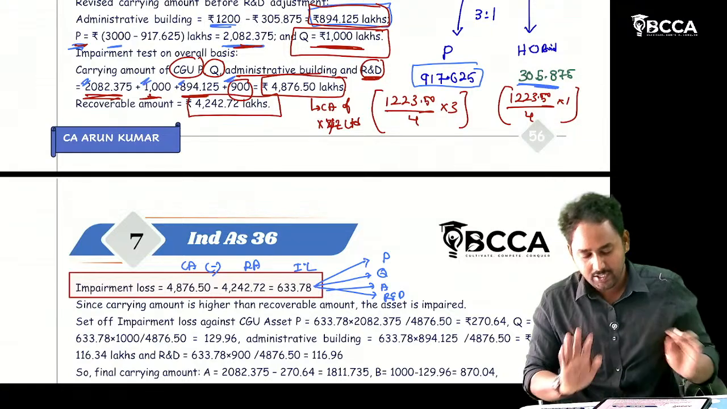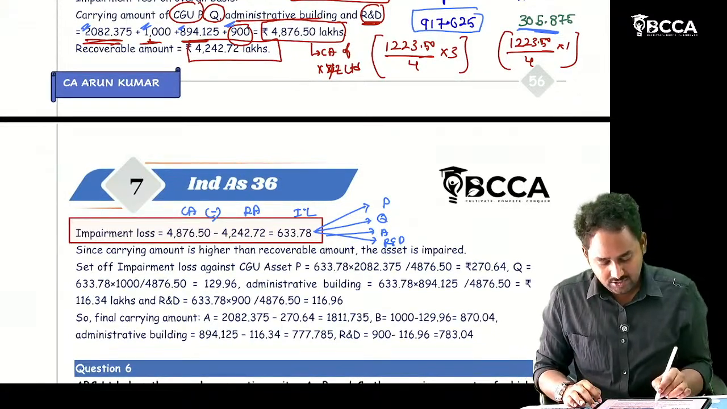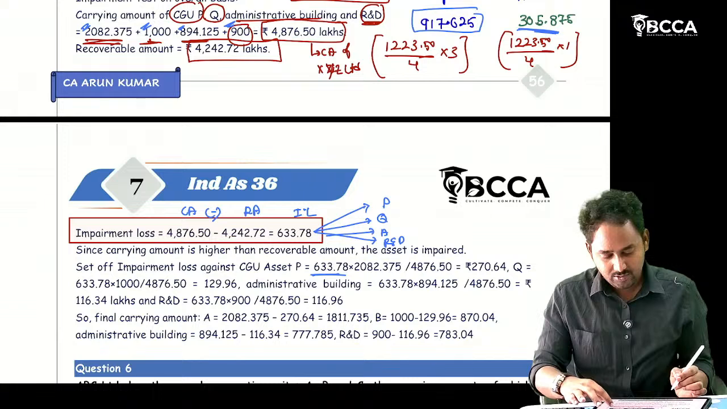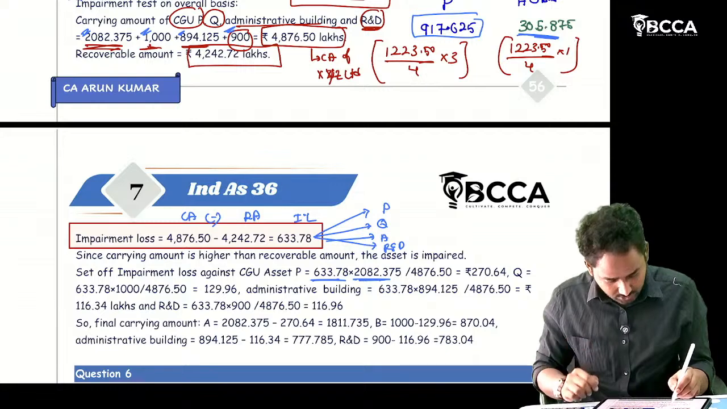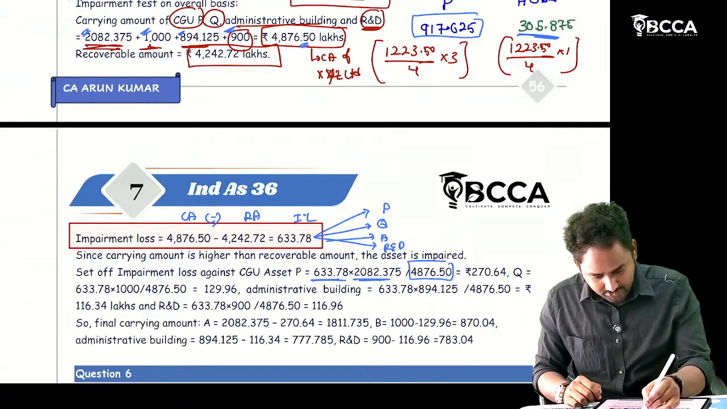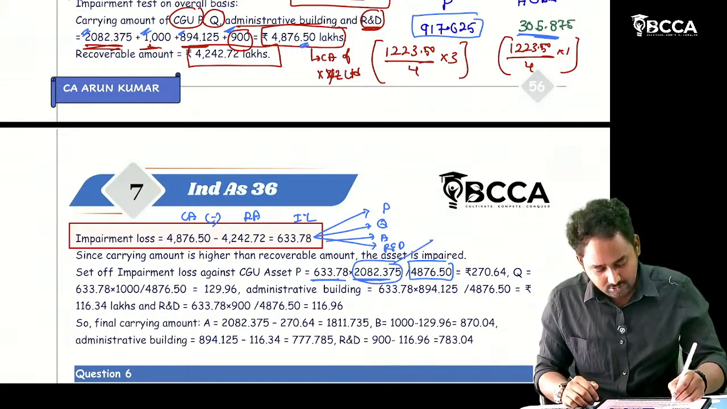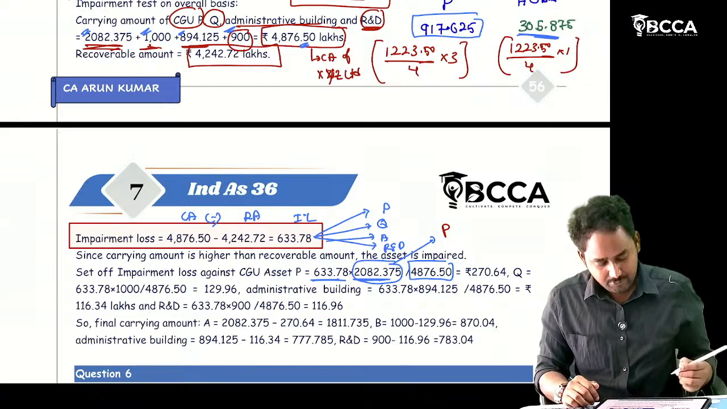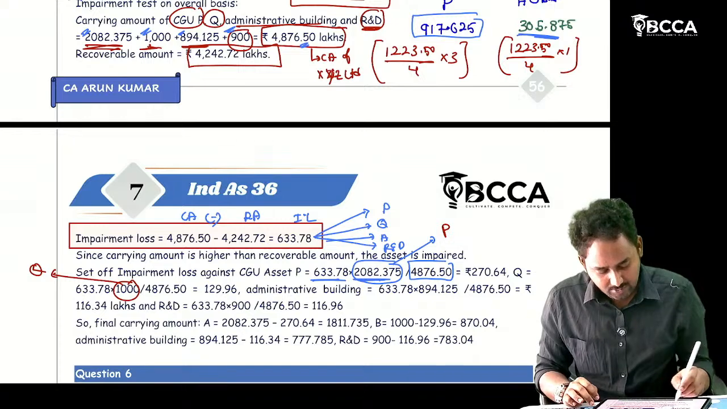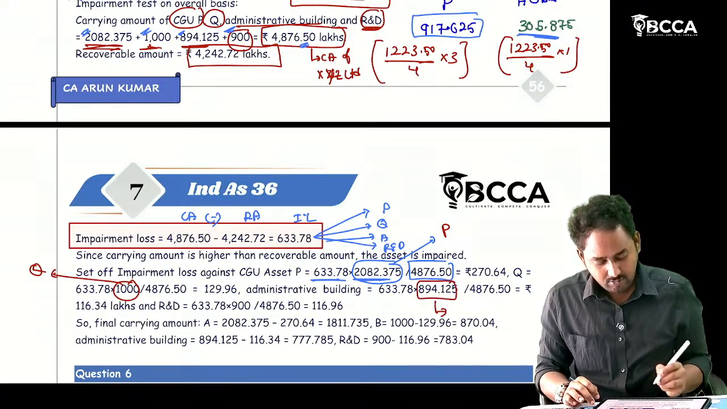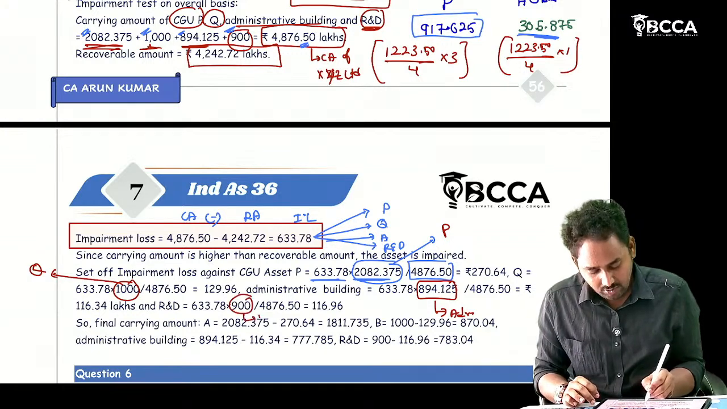These are the respective carrying amounts which have been included. Then 633.78. So this is the total impairment loss divided by total carrying amount 4876.50 into the respective carrying amounts. This is the impairment loss for P. And this is the impairment loss for Q. This is the impairment loss for the admin building. This is the impairment loss for R&D.